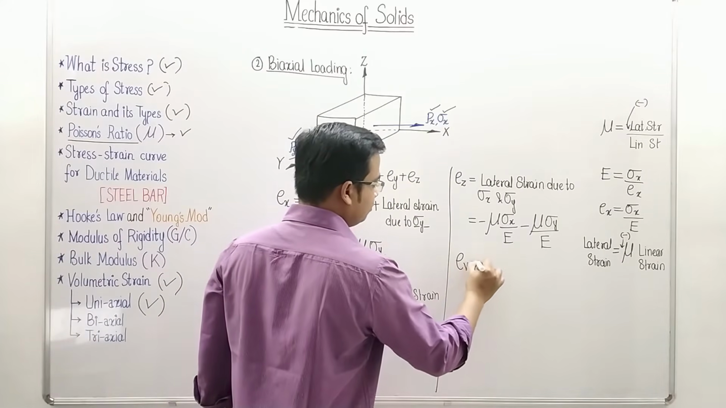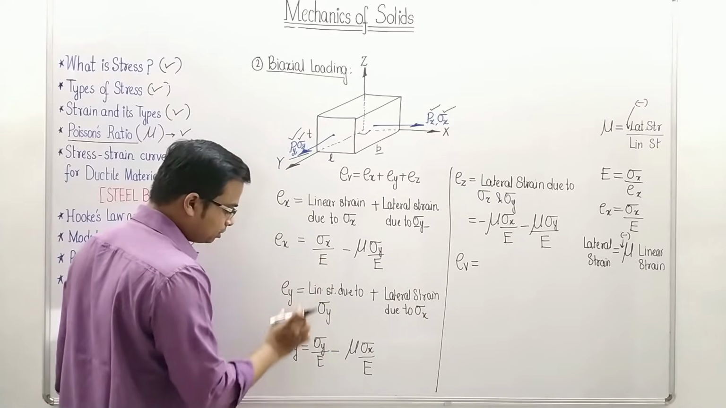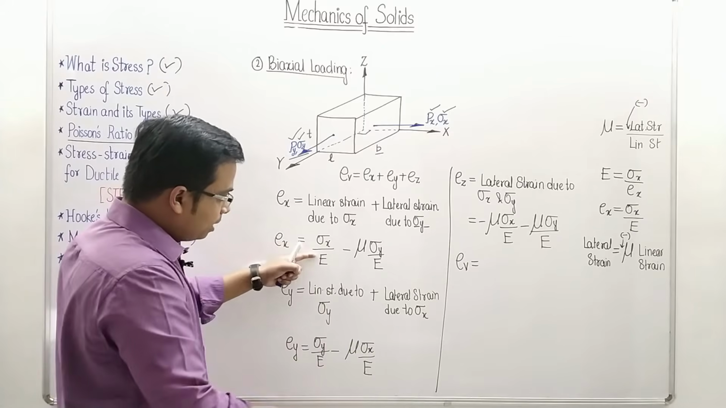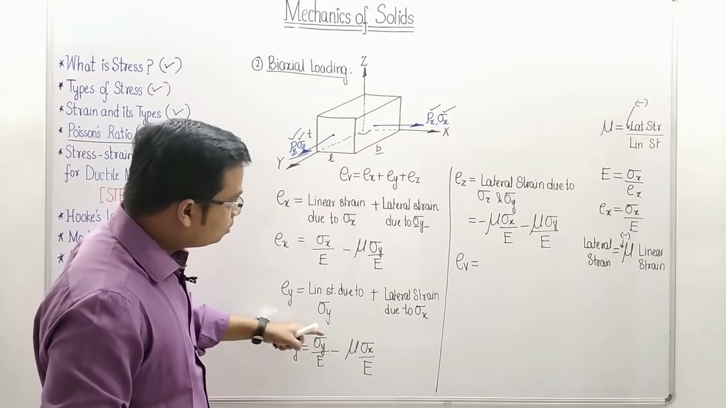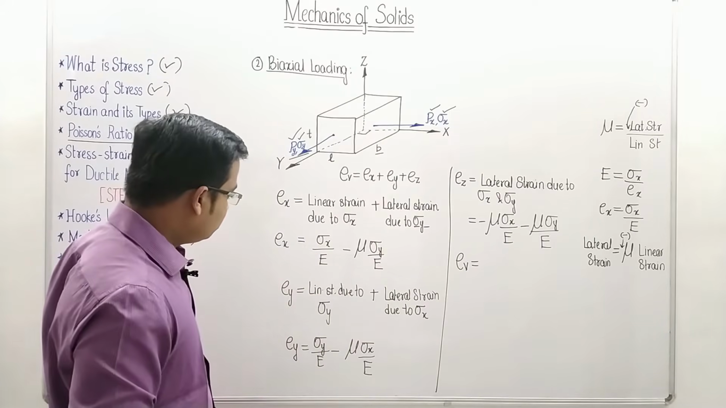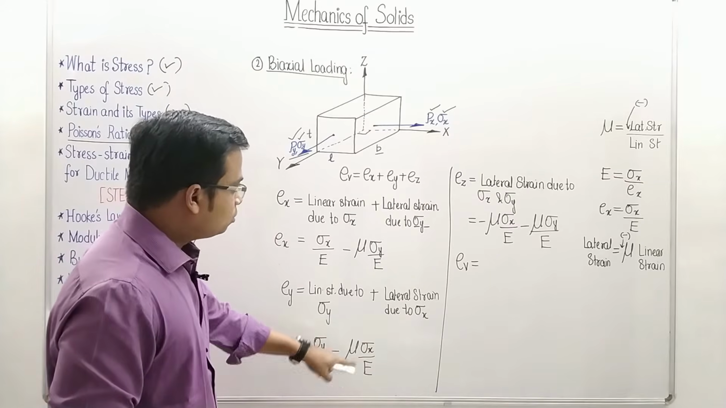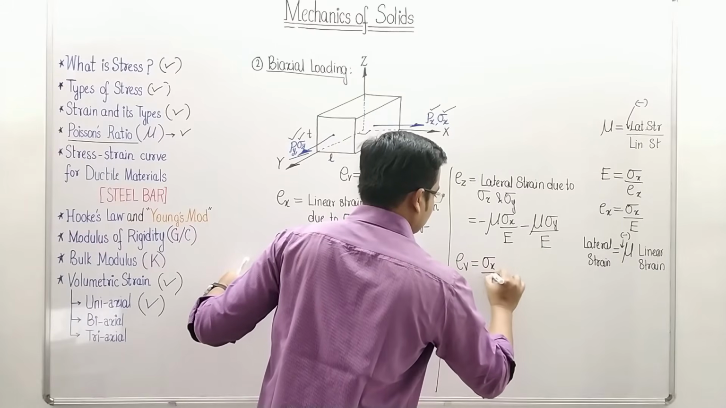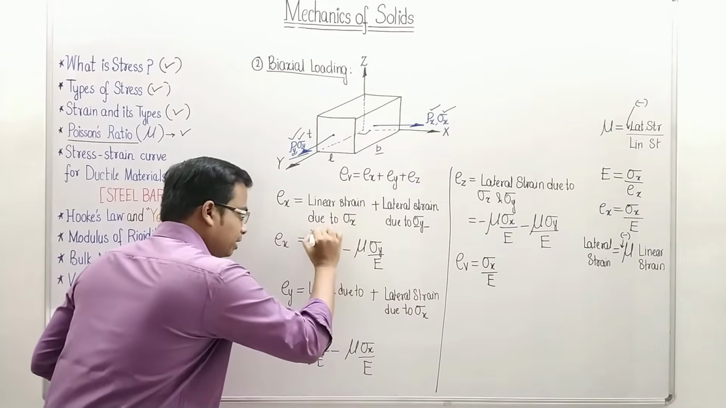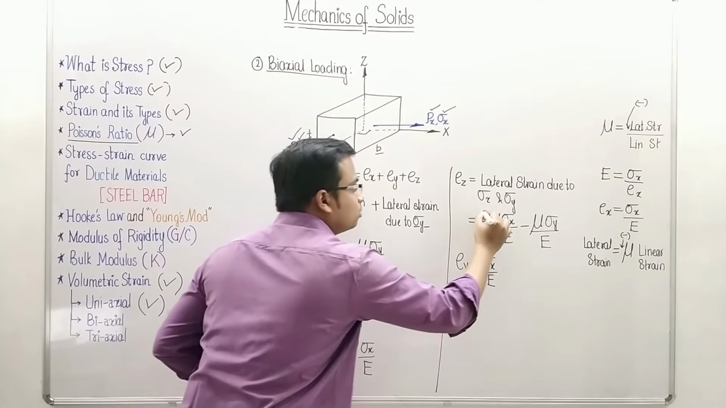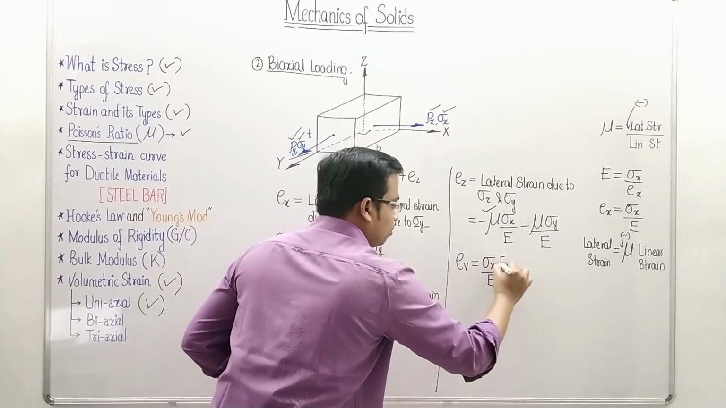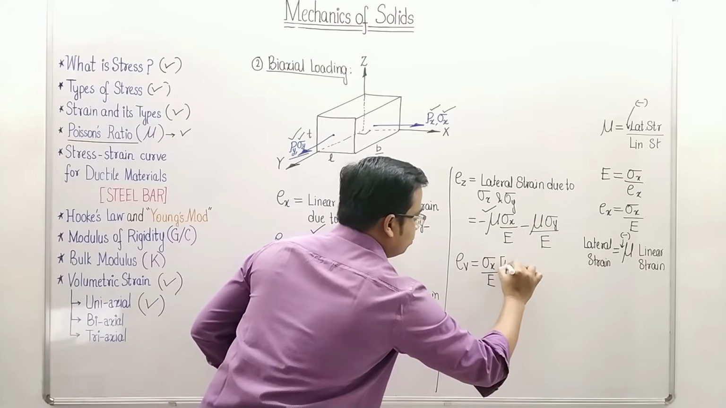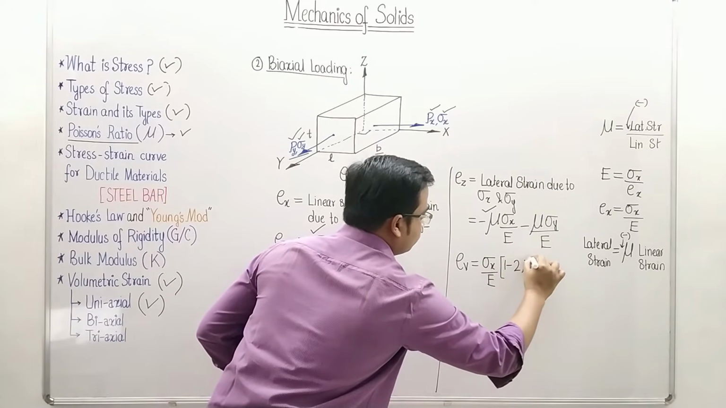Now we need to do the entire summation. EV is equal to what? EV is a sum of Ex, Ey and Ez. So what we can do is add all of them up. Sigma x over E, and there is sigma x over E, that minus mu sigma x over E, and minus mu sigma x over E. So if we take sigma x over E common, this is going to be 1 minus mu and minus mu. So this is going to become 1 minus 2 times mu.